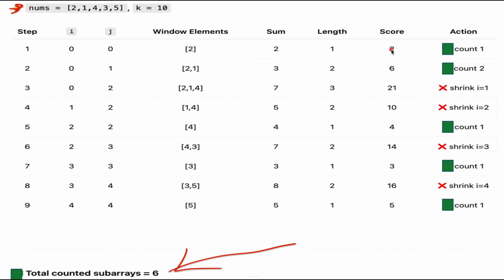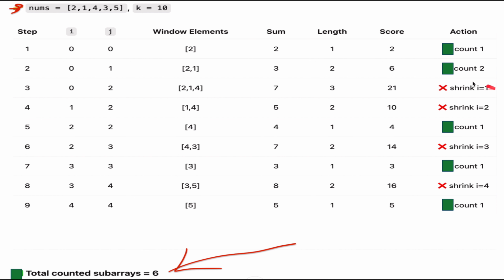Here the window elements are 2 and 1. 2 and 1, if we do plus, is 3. So 3 into 2 is 6. So just multiply the sum and the length, and you will get the score, right? Then 7, 3, 5, 2, 4, 1, 7, 3. Like that, you will calculate it.